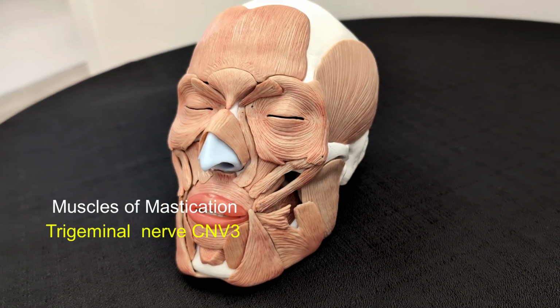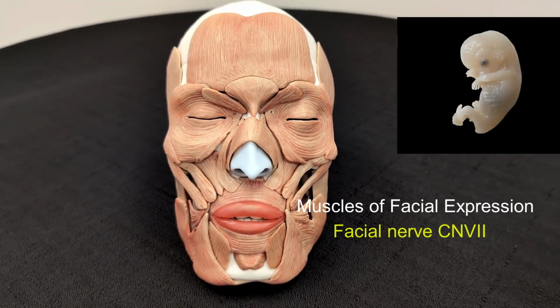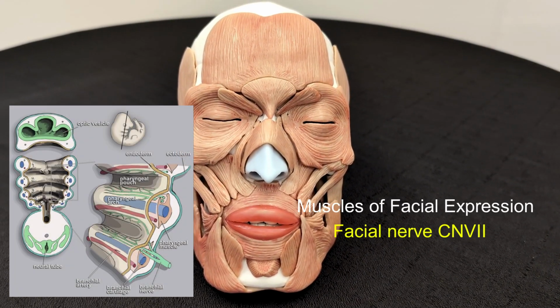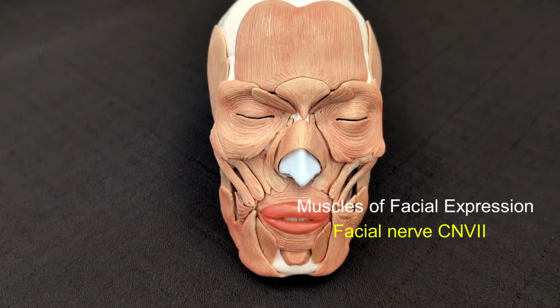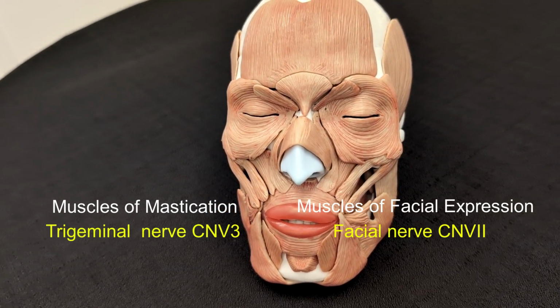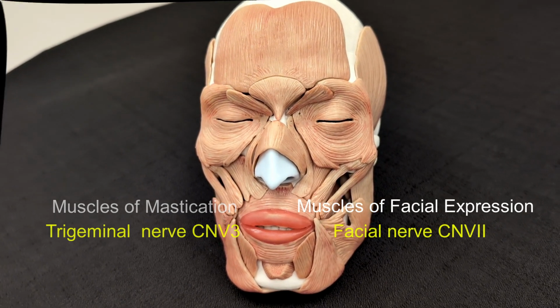Embryologically speaking, the muscles of facial expression are supplied by the facial nerve because they are derivatives of the second branchial arch, and the facial nerve is the nerve of the second pharyngeal arch, while the muscles of mastication are supplied by the trigeminal nerve because they are derivatives of the first branchial arch.